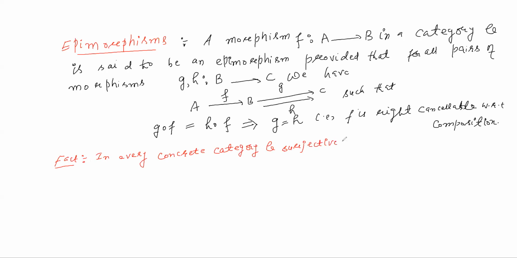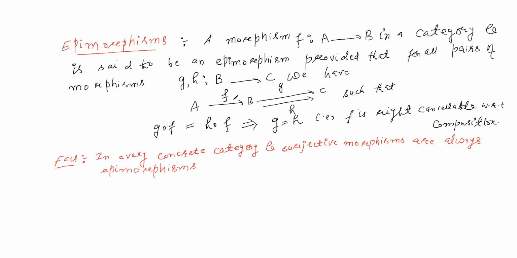Surjective morphisms are always epimorphisms, but the converse is not true in general, as we will discuss later on. So in a concrete category, surjective morphisms are always epimorphisms.